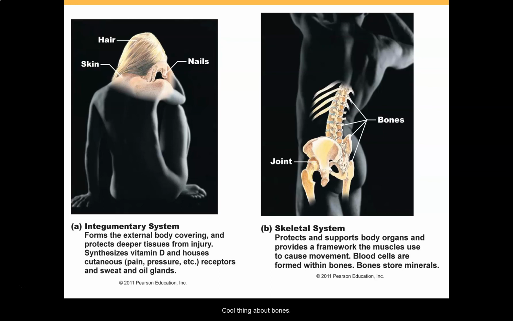A cool thing about bones is that many of the bones produce blood cells. So many blood cells are produced within bones, and we have various types of blood cells which we will explore in the cardiovascular chapter. So all blood cells are made within bones.